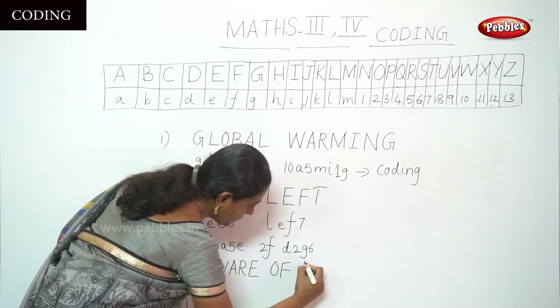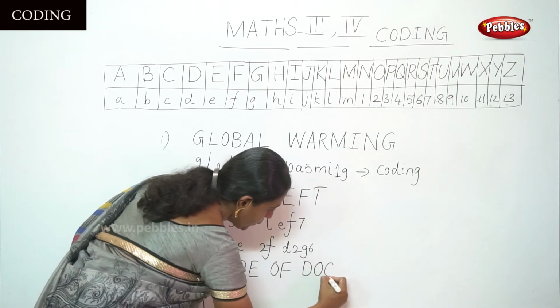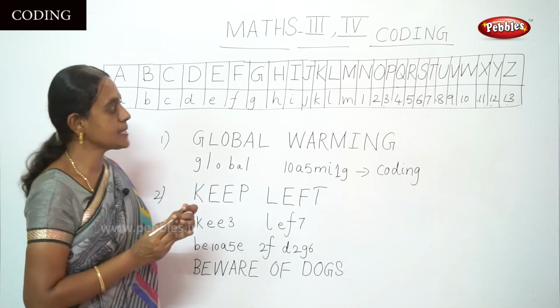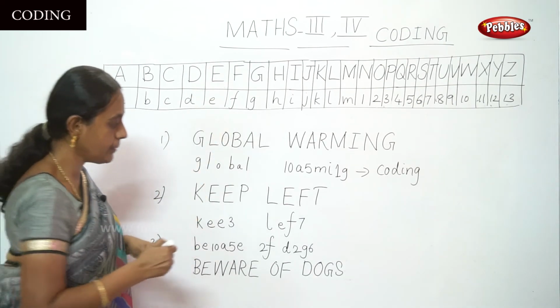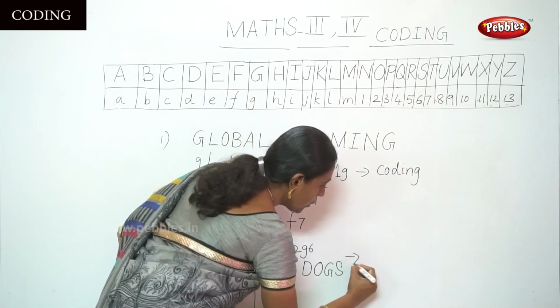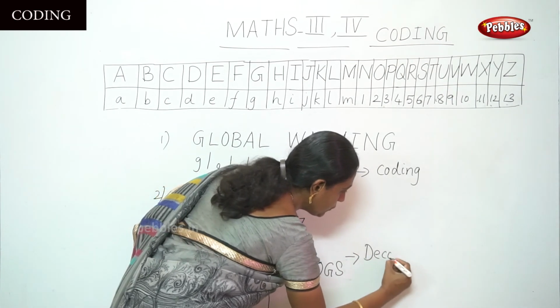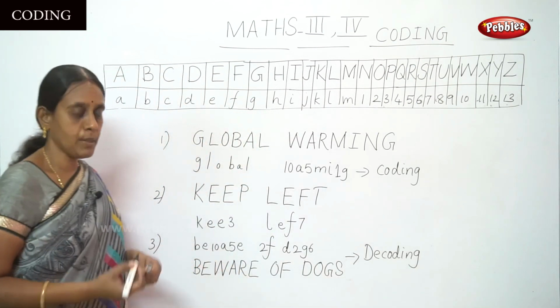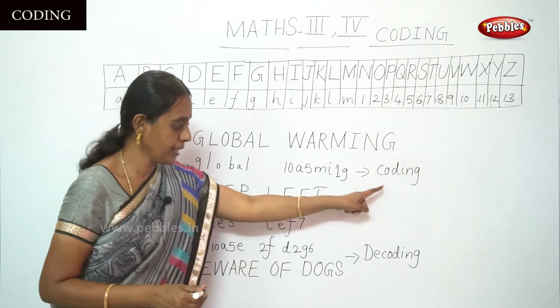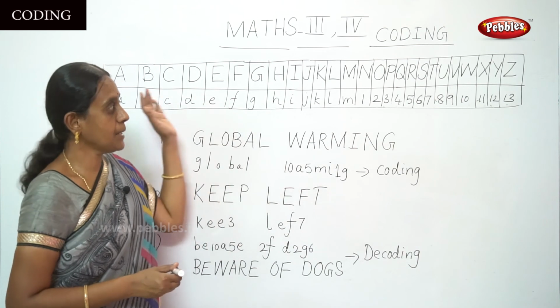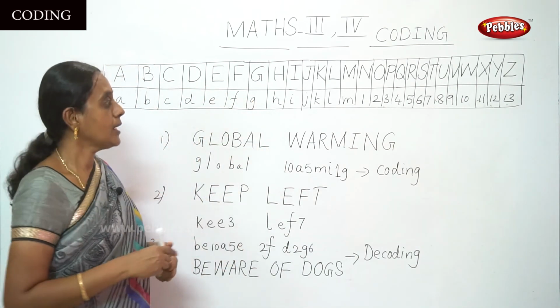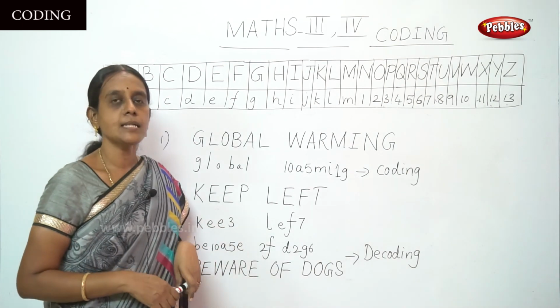Beware of dogs. So this is an example of coding, and this one is called decoding, to find out the answer from the coding number. So this is called coding and decoding by simply using alphabets and numbers. Let me move on to the next topic, that is tessellation.